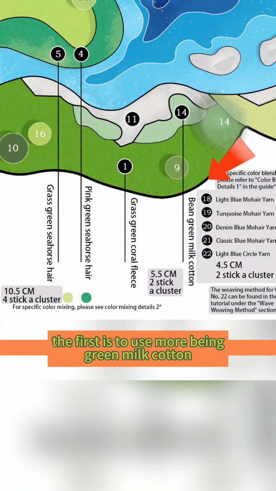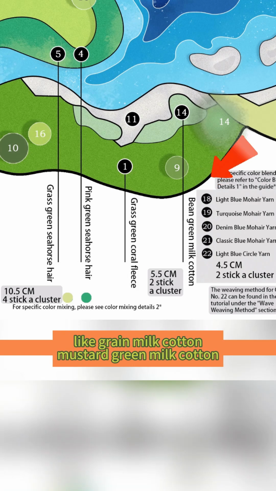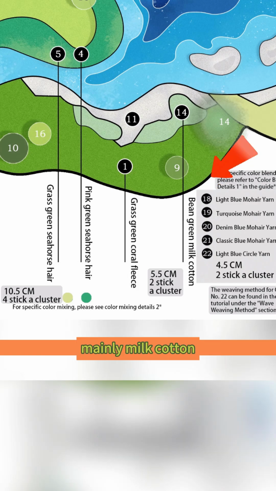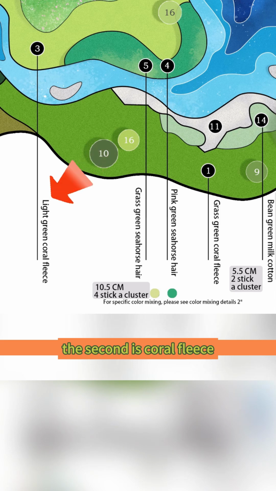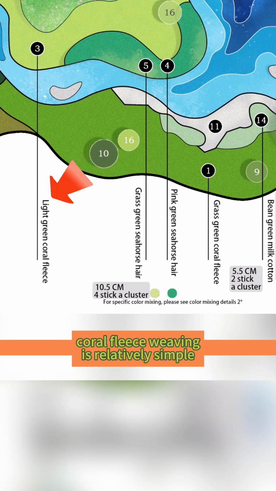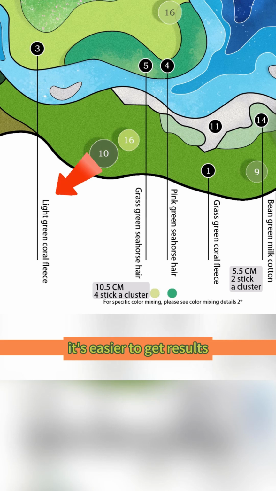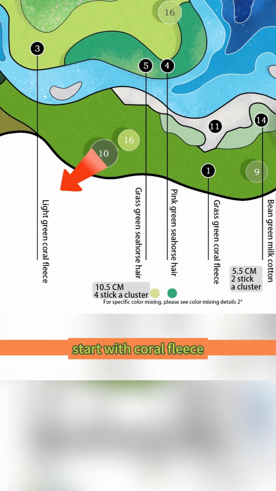The first is the one used more: green milk cotton, light gray milk cotton, mustard green milk cotton, mainly milk cotton. The second is coral fleece. Coral fleece weaving is relatively simple. It's easier to get results. The first step for everyone is to start with coral fleece.